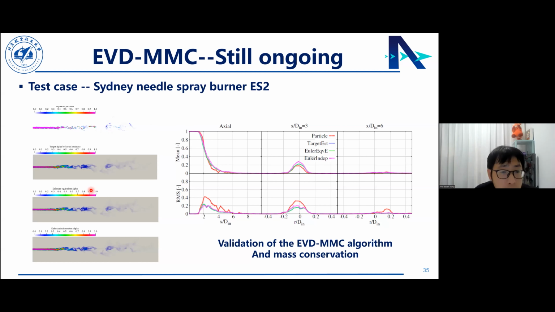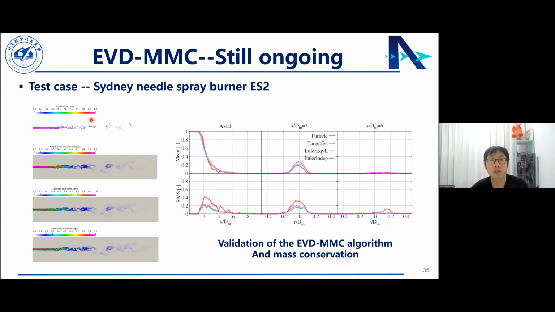And this one is where we solve the Eulerian equivalent volume fraction, which is coupled with the target value from the particle values. And then at last, we also solve the Eulerian independent alpha. We do a comparison of these four statistics. We can get convergence of these values. And this is a validation of the EVD MMC algorithm and the mass conservation.